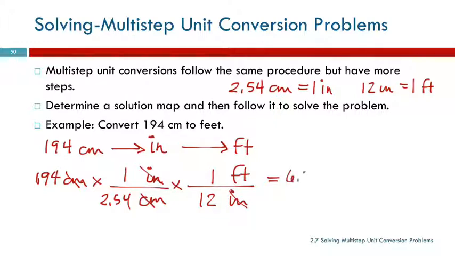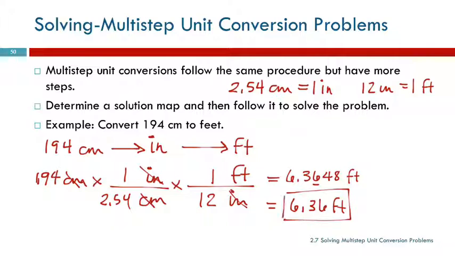So 6.36. I should have 3 sig figs, so I'm going to write down 3, and then I'm going to write down 2 extras in the unit, and then I'm going to round. And so because the 4 is less than 5, this will be 6.36 feet. That's the answer.